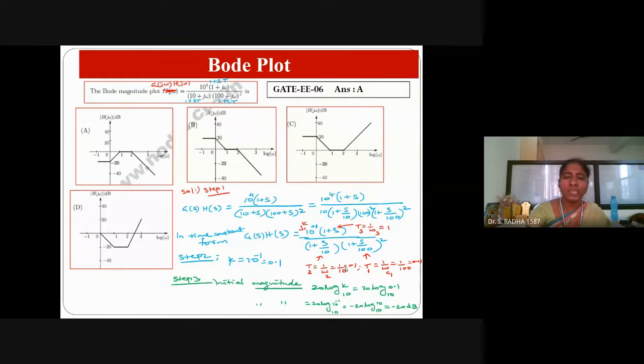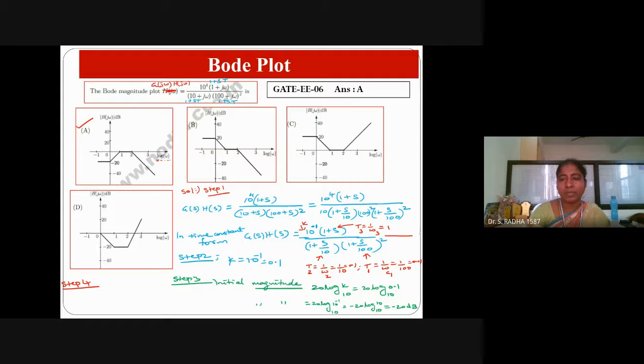Now, the next thing you can do is compare the corner frequencies we got. You can see the x-axis is log omega. Already we decided option A is the correct answer, but the x-axis is log omega. So in that case, you can go with step number 4.